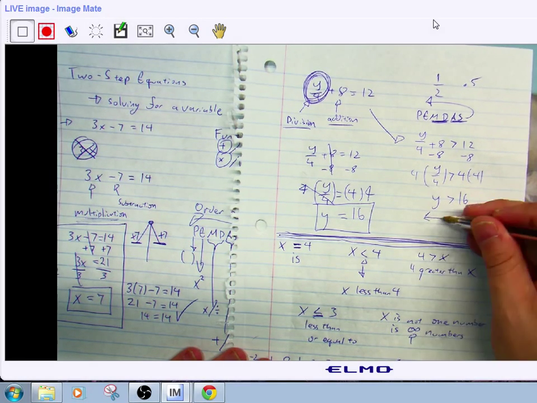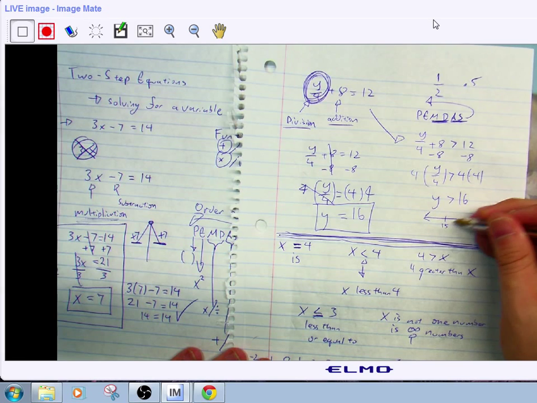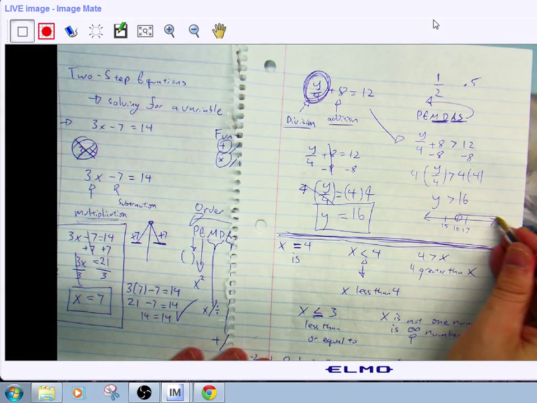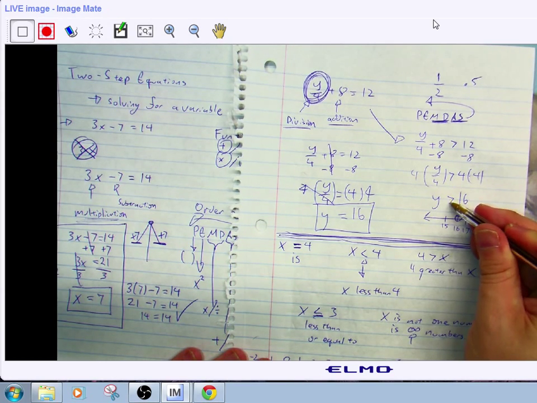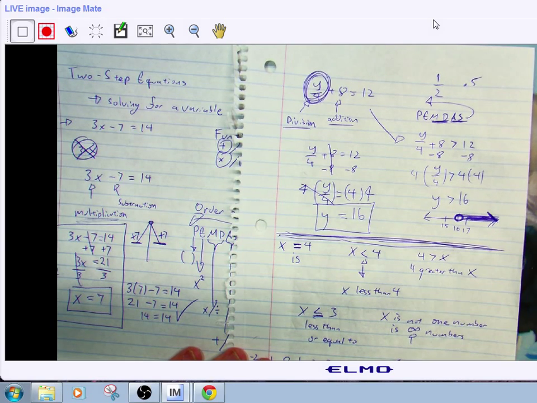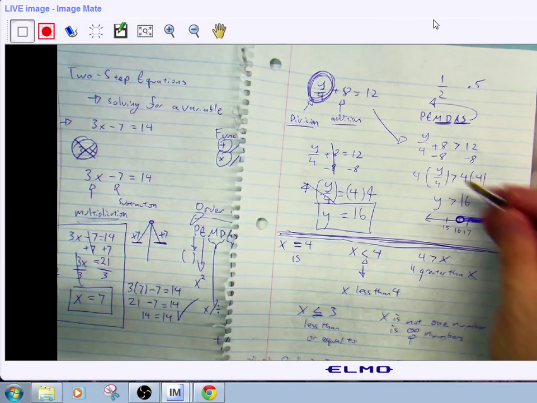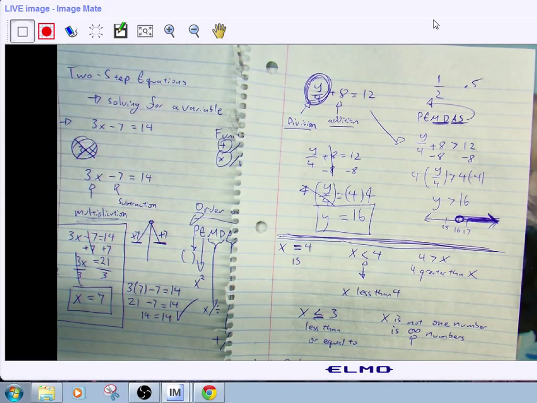I might do something like this where I have 15, 16, 17. I'll make my dot. Where is y greater? It's greater over here. It doesn't have the or equal to sign, so I'm going to leave this as an open dot. If it doesn't have the or equal to, it becomes an open dot. And that would be my answer.